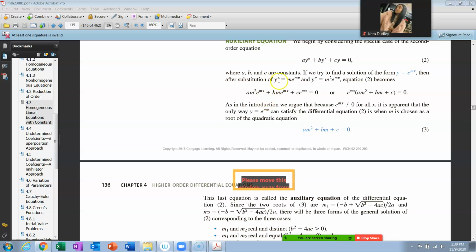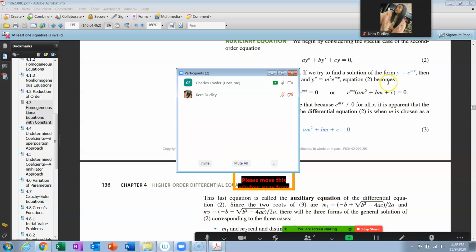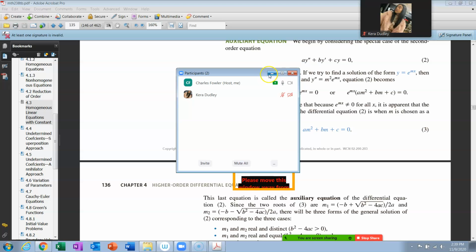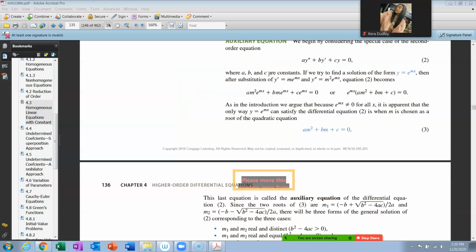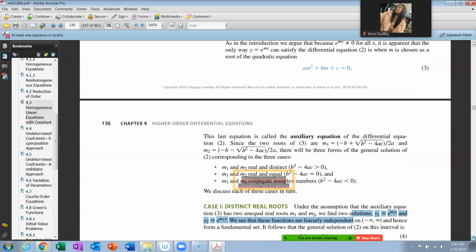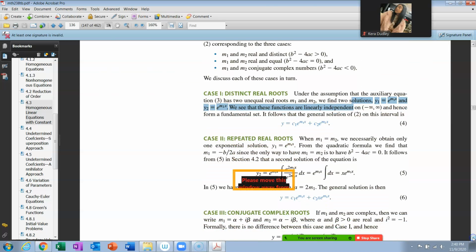Okay, so what we were talking about before. This equation, this polynomial equation in m, is called the auxiliary equation. It's just a quadratic equation or a polynomial equation. If you can get it down to quadratic form, then there are two roots, and we'll use the quadratic formula to get those: minus b plus or minus the square root of b squared minus 4ac over 2a. There will be three forms for the general solution, and we talked about this last time. The first is when m1 and m2 are both real and distinct.